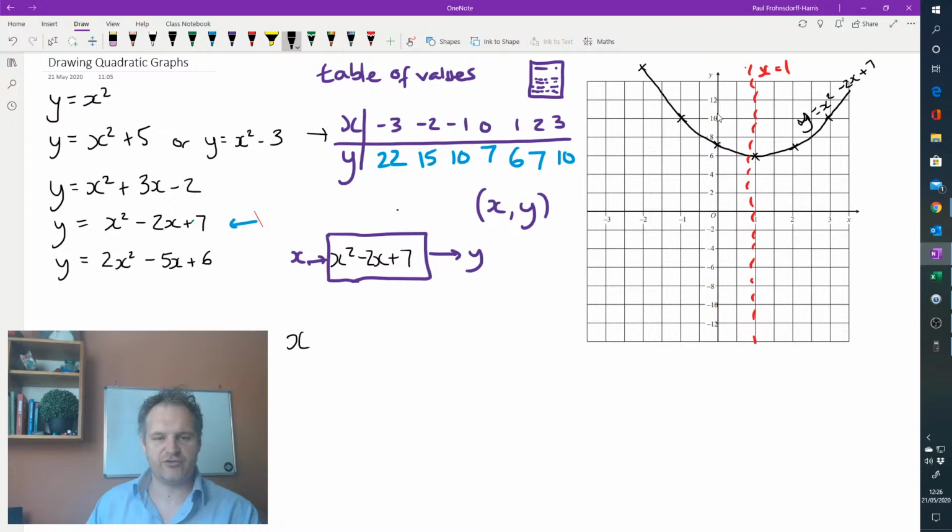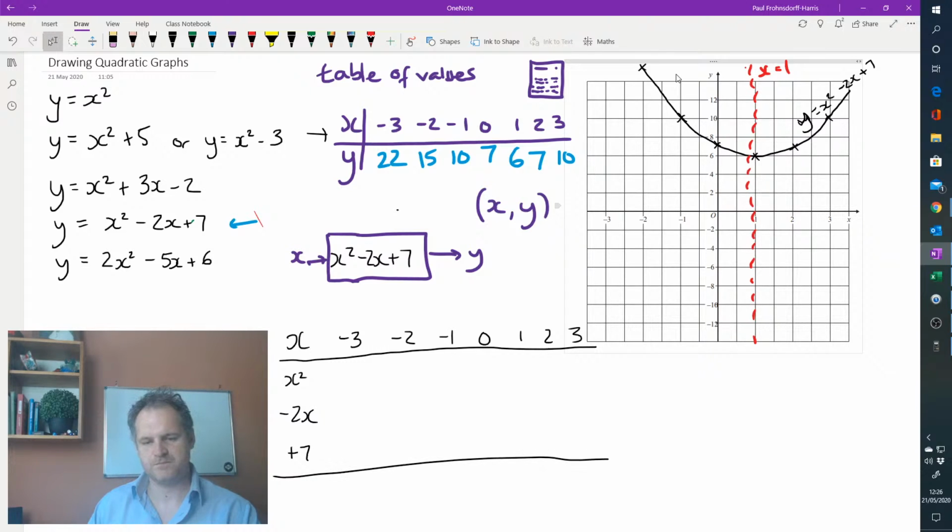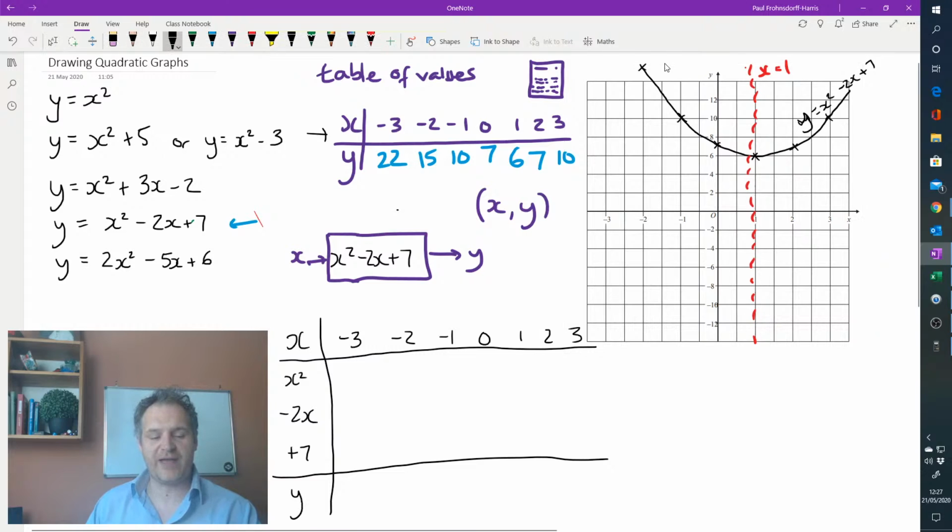X is going to be minus 3, minus 2, minus 1, 0, 1, 2, 3. The table method breaks everything down, so we break it into x squared, minus 2x, and plus 7. And what we do is we say, start with the x squared. It's always going to be 9, 4, 1, 0, 1, 4, 9. That's standard. The x squared is that.